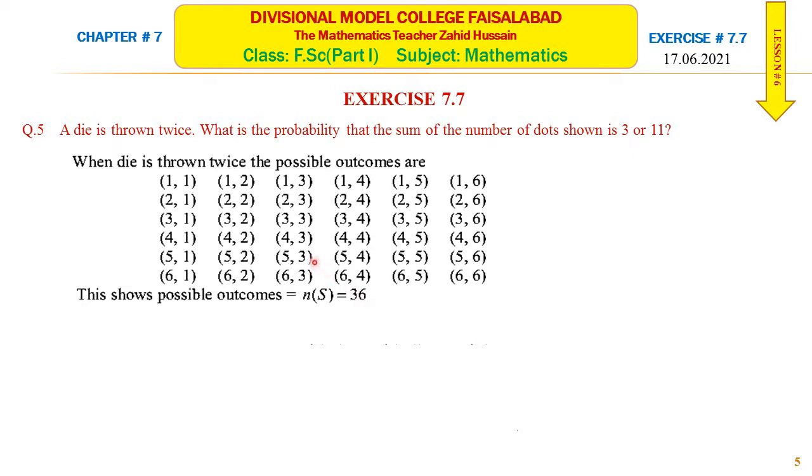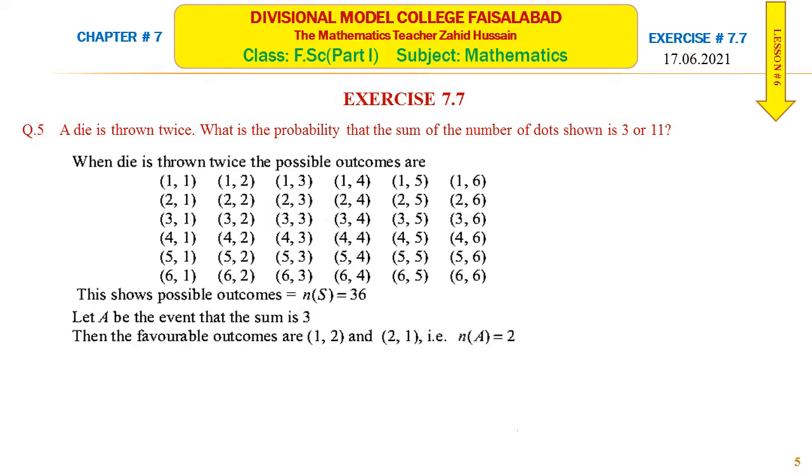Now, from these outcomes, we will take those events. Event A is the event in which the sum of the number of dots, if you add these numbers, must be 3, and event B must be 11. So let A be the event that the sum is 3. What are those outcomes from these 36 in which, when you add the two numbers, you get 3? It is 1 2, since 1 plus 2 is 3, and the other one is 2 1. So they are 2 in number. So the number of elements of event A is 2.